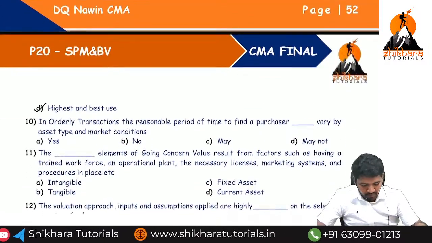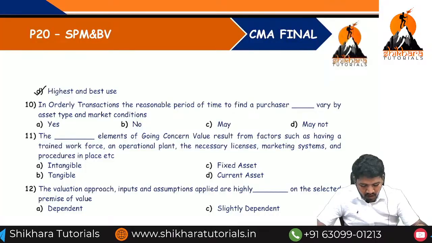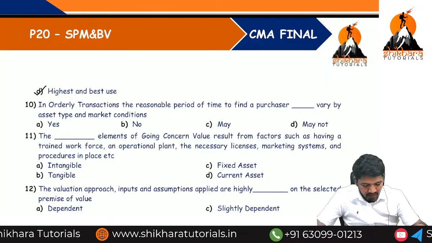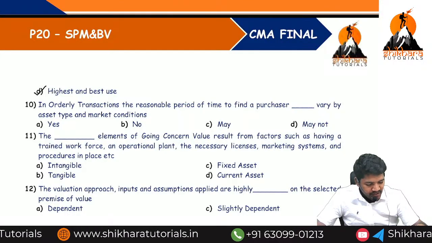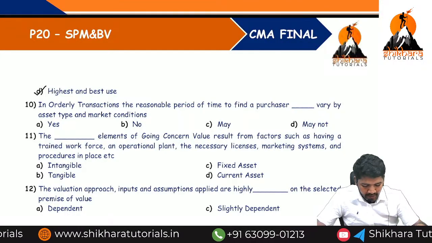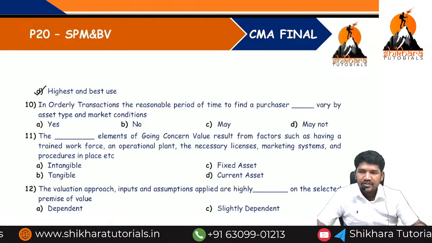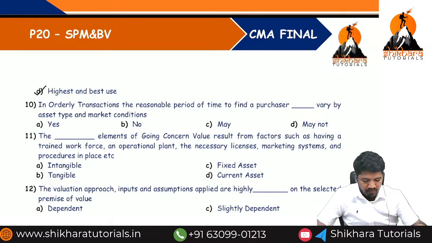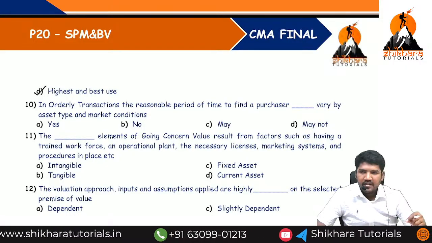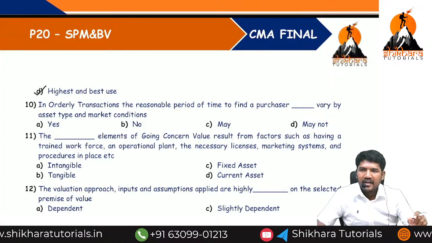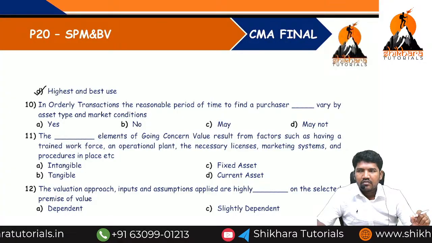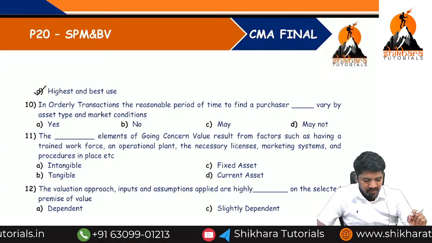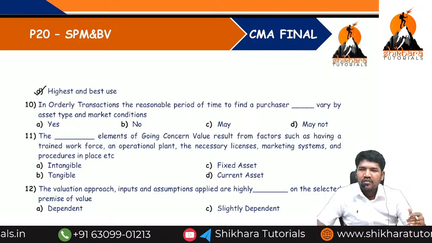Next, MCQ number 10. In an orderly transaction, the reasonable period of time to find a purchaser dash vary by asset type and market condition. Fill the four options in that fill in the blank, you will get clarity. Yes, no, may not. Before that, understand the question.